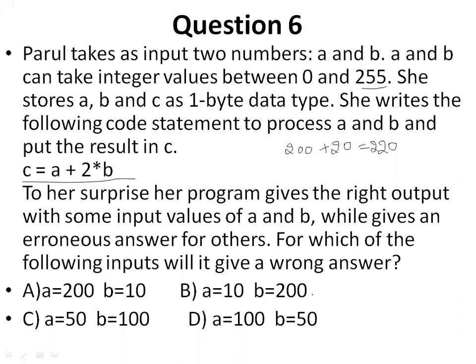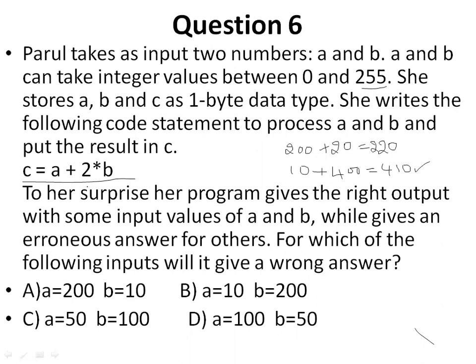Okay. So for option B, you take C is equal to A, where A is 10 here. So 10 plus 2 star B. B is 200, so it becomes 400. 200 into 2, 400. Then the result will become 410, which is beyond 255. So there is a possibility for B. Let us check C and D also.